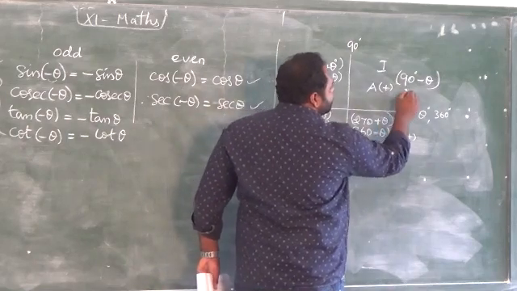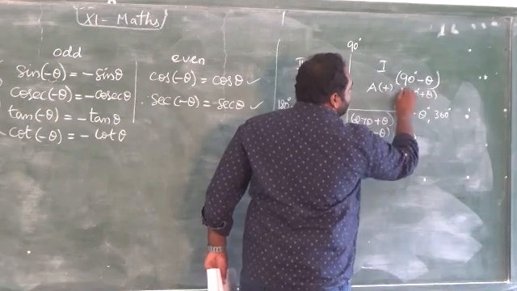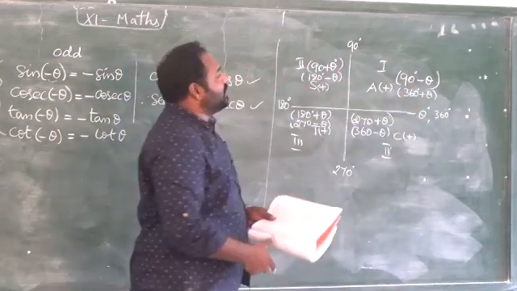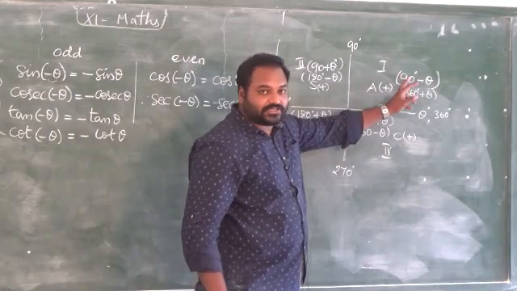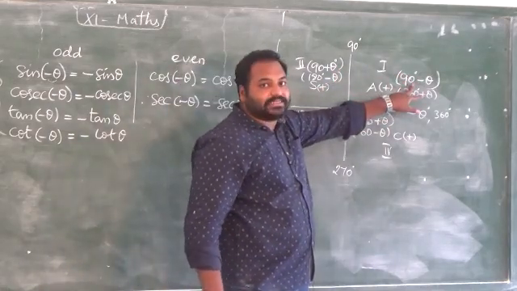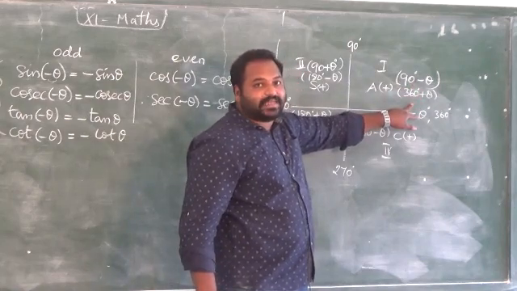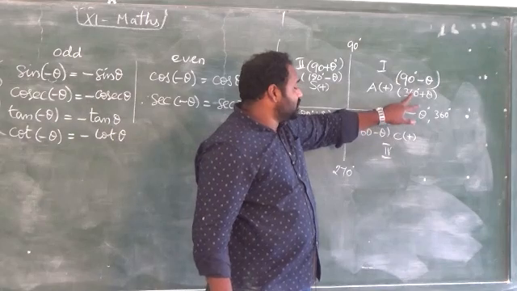Here 360 plus theta will occur in the first quadrant. So each quadrant will have two conditions. First quadrant: 90 minus theta means it occurs in the first quadrant. Also 360 plus theta occurs in the first quadrant.